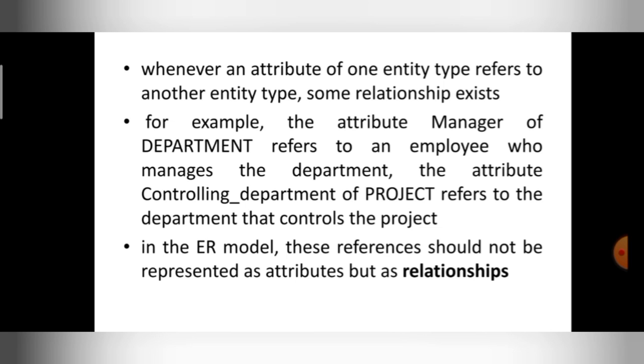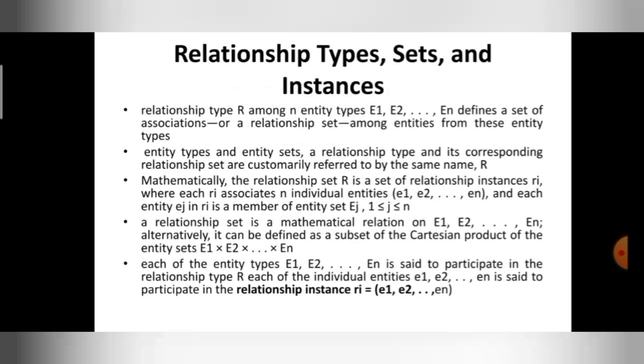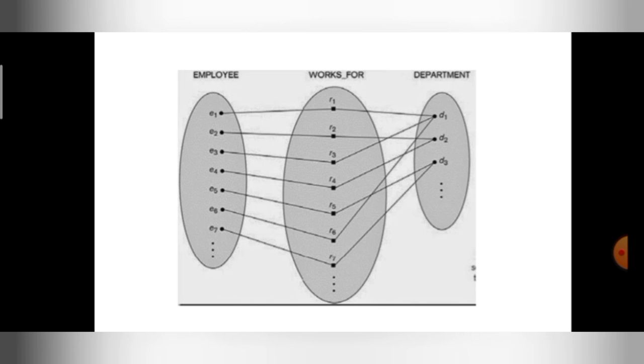For example, when an employee works for the department, a relationship exists between employee and the department. Employee works for the department. So employee is related to department. How is employee related to department? Employee works for the department. That is the relationship.